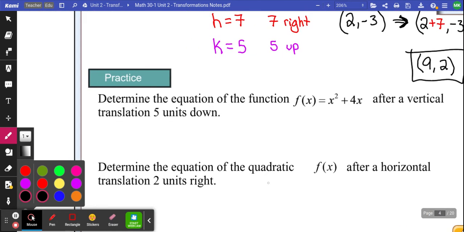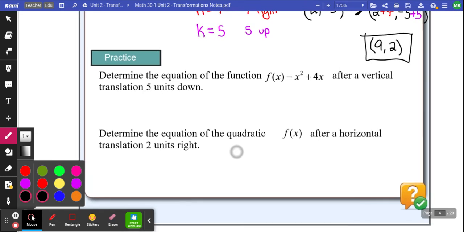All right, let's look at determining the equation of a function after vertical translation. Determine the equation of the function f of x equals x squared plus 4x after a vertical translation. Vertical translation, 5 units down. Vertical translation is a k value. It went down 5. That means k would be negative 5.